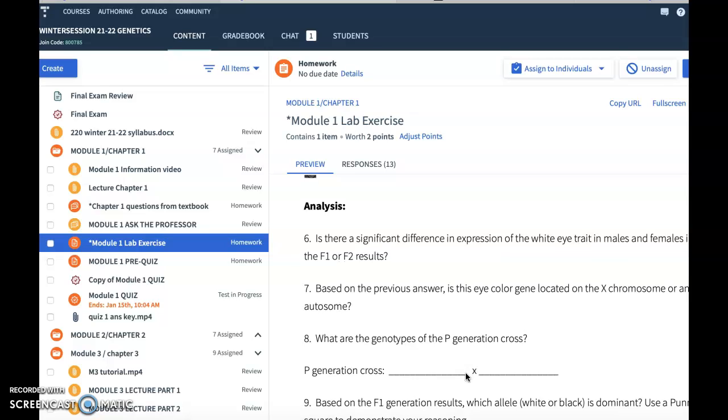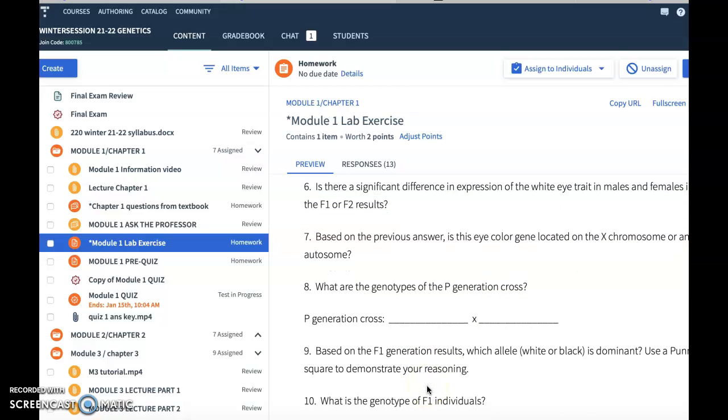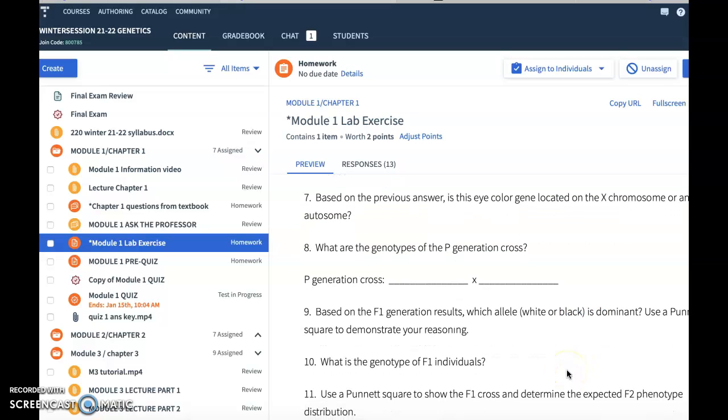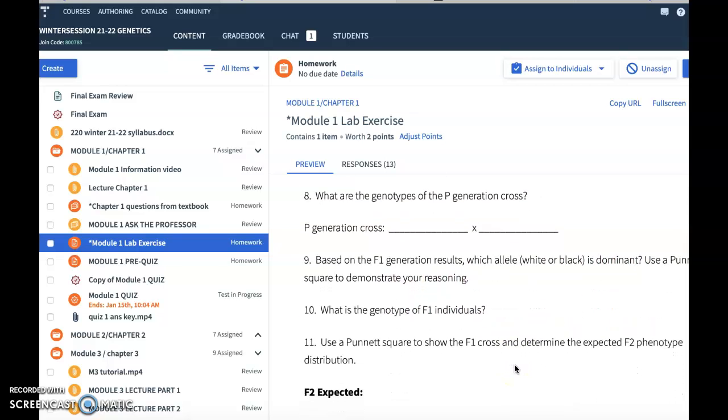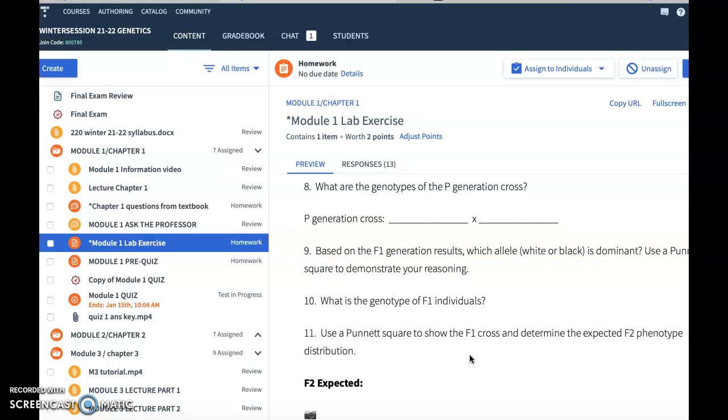What are the genotypes of the P generation cross? Again, assuming that they're homozygous, you can fill those out. And based on the F1 generation results, which allele, white or black, is dominant? I think we've already seen that when I went over briefly the actual simulation, that black was dominant. You don't need to do a Punnett square here. I think you can just write out the answer. That's no problem. What is the genotype of the F1 individuals? They would be heterozygous for both traits, if we're looking at both traits. And if we're looking at one trait, they're heterozygous for the one trait.